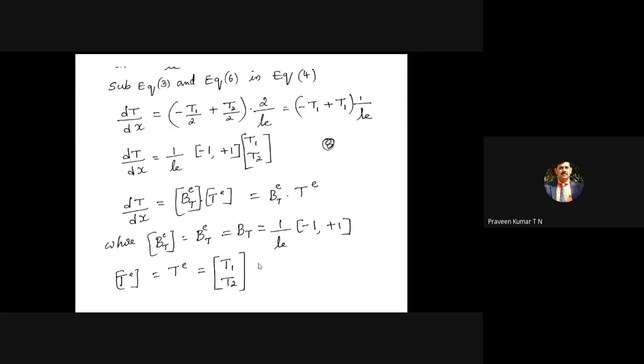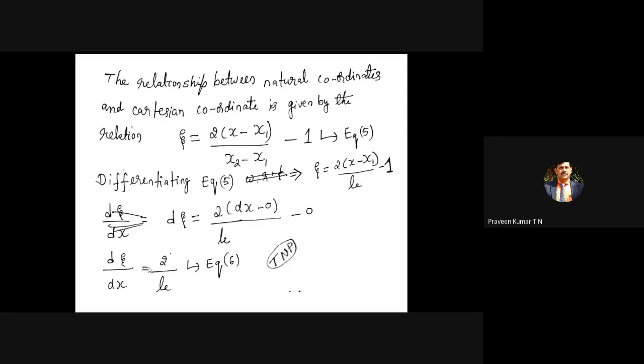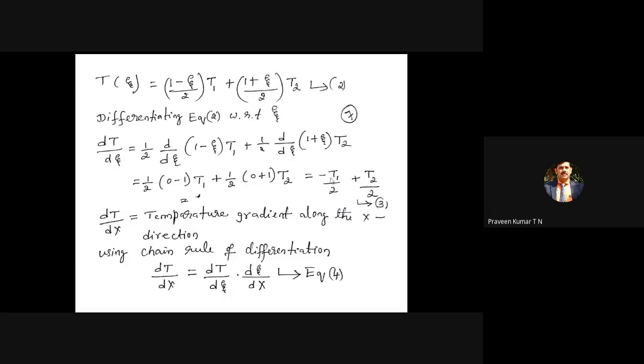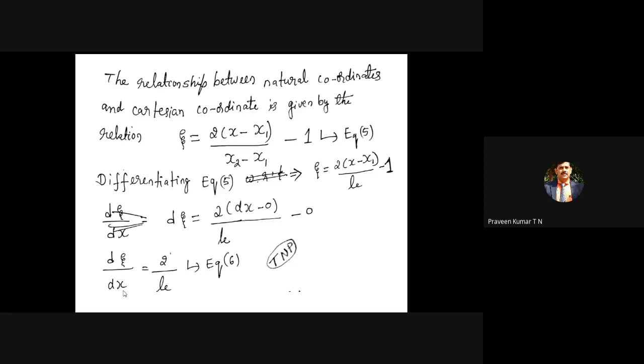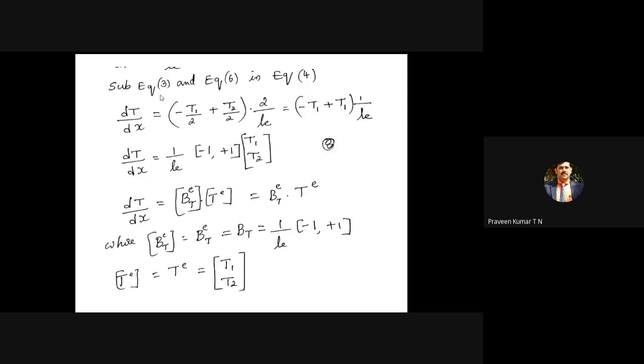So now we have dT by dxi, already we have it from equation number 3. Dxi by dx also we have, dxi by dx is equal to 2 by le. If you substitute those equations, finally we get dT by dx is equal to dT by dxi, that you have already derived, into dxi by dx. This is the equation. So finally we are getting minus T1 plus T2 divided by le, with some modification.